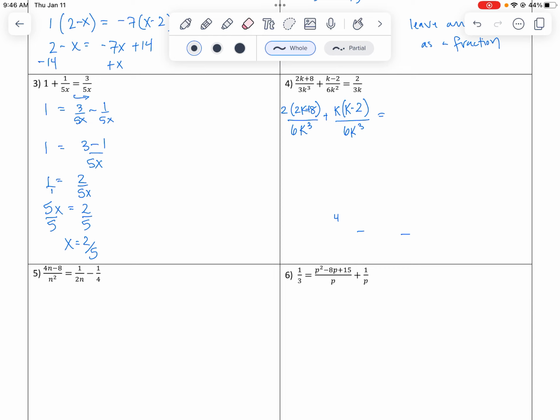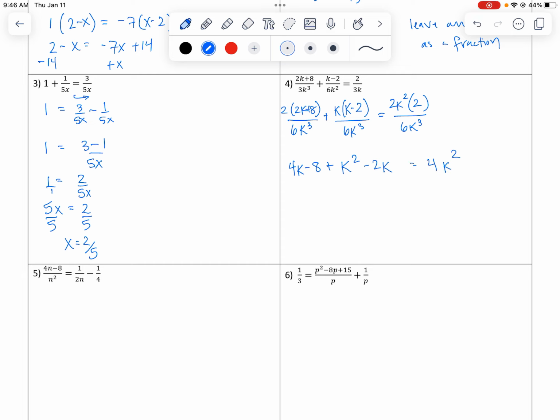So if we erase all of this, now we start over with making a common denominator and realizing that in order to get from 3k to 6k cubed, we multiply by 2k squared, and the 2 was originally there. Okay, now we distribute, and we get 4k minus 8 plus k squared minus 2k equals 4k squared. And all of this is over 6k cubed.